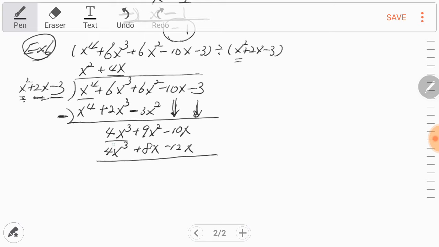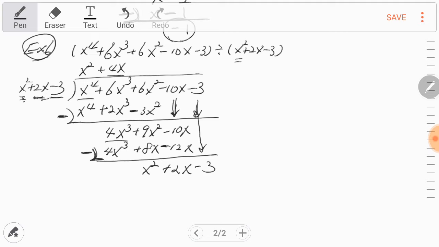Okay, and then what do we do? Subtract. Top minus bottom. Top minus bottom. So 4 minus 4 is 0. 9 minus 8 is 1, so x squared. Negative 10 plus 12 is plus 2x. Okay, we need 3 terms, so bring negative 3 down.